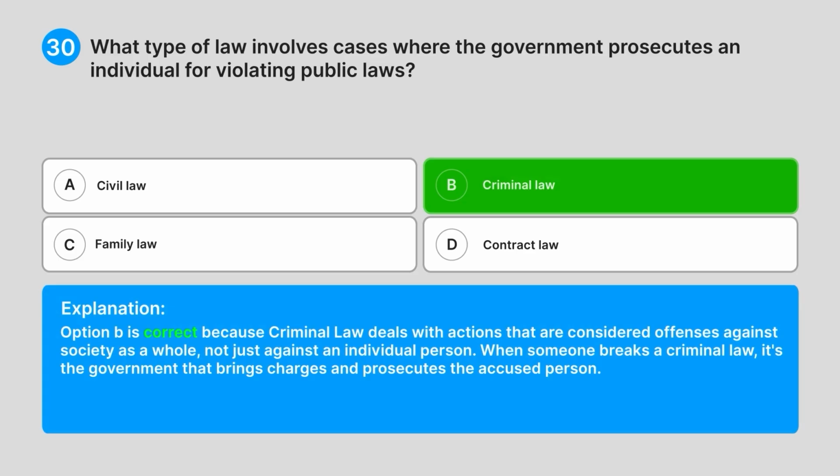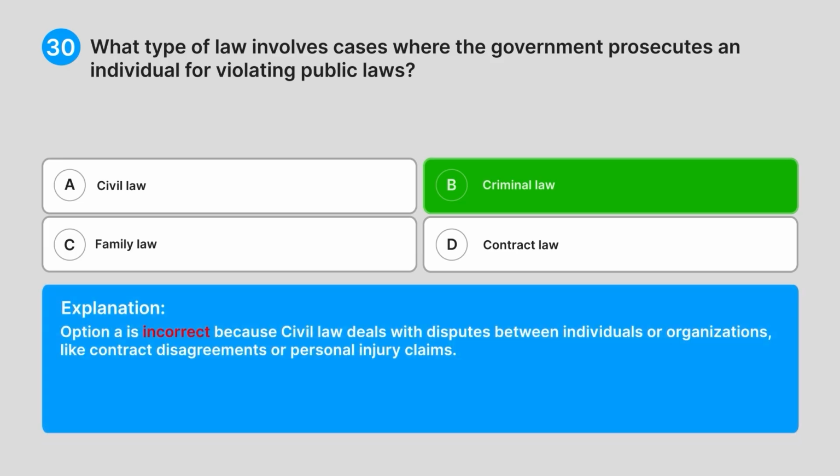Explanation: Option B is correct because criminal law deals with actions that are considered offences against society as a whole, not just against an individual person. When someone breaks a criminal law, it's the government that brings charges and prosecutes the accused person.